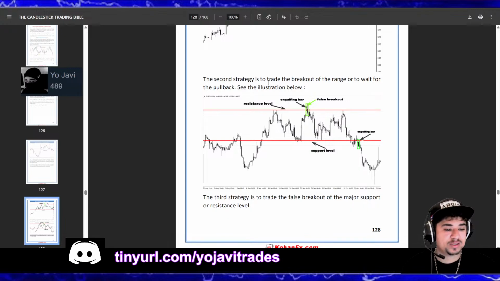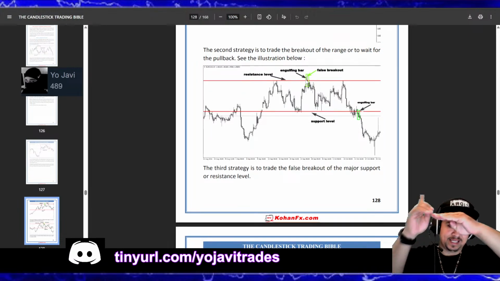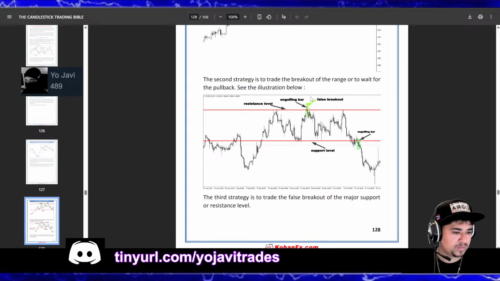So the second strategy is to trade the breakout of the range or to wait for the pullback. See the illustration below. Here it tried to break out of that ceiling. It tried to go past it. You waited for it to fail. It's a false breakout, and now it goes back down, and you trade that. You take sales here. Support, engulfing bar.